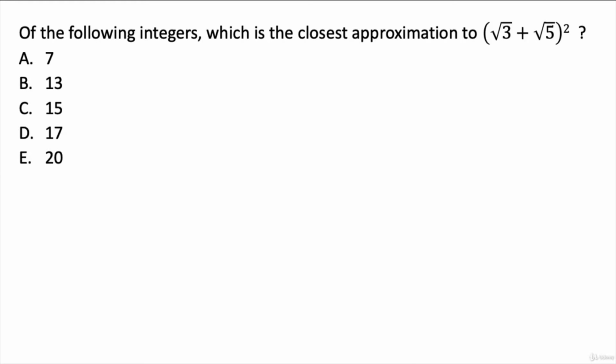Of the following integers, which is the closest approximation to root 3 plus root 5 whole squared? So to solve this question, we need to remember one identity that we learned in our high school, which was a plus b whole squared equals a square plus b square plus 2ab. Using this identity, we can easily solve this question. Let's see how.